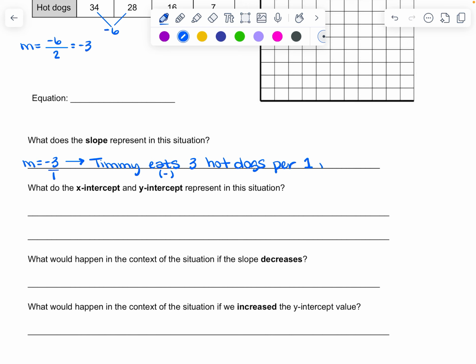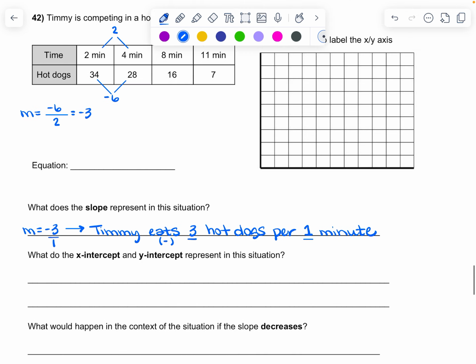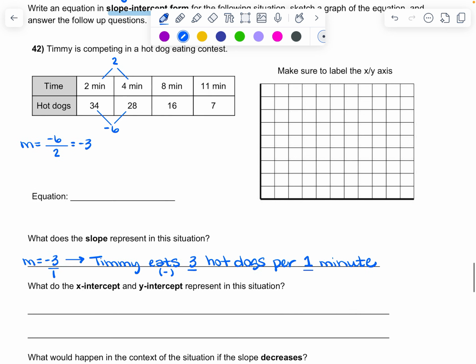So Timmy eats 3 hot dogs per 1 minute. Or just per minute is fine. I just like to make sure I have the 3, the negative, the 3, and the 1, right? All of those should be accounted for when you're describing the slope or the rate.